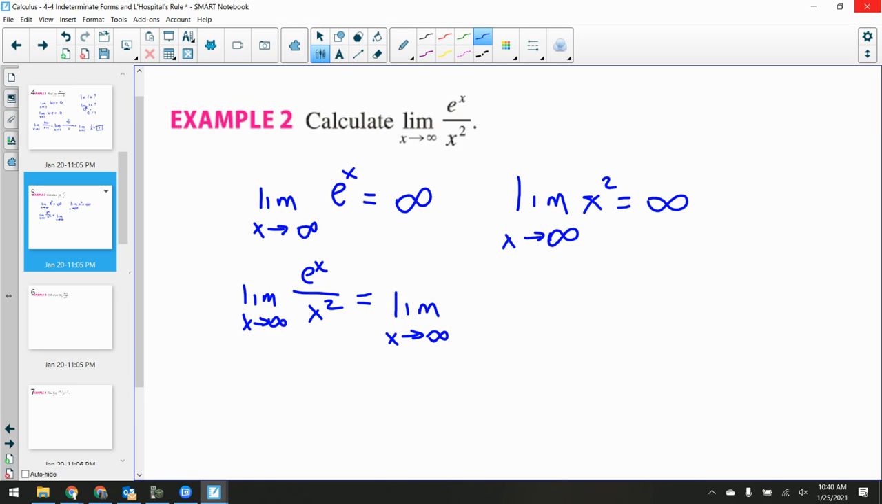Okay, so now let's find the derivatives. Well, what's the derivative of e to the x? e to the x. What's the derivative of x squared?